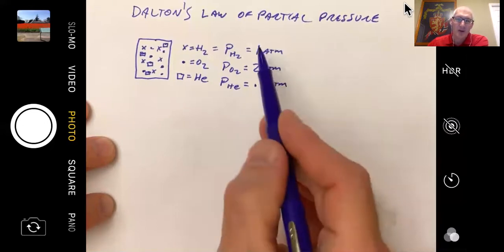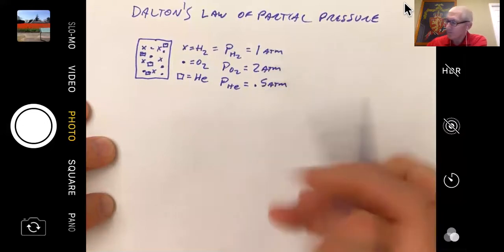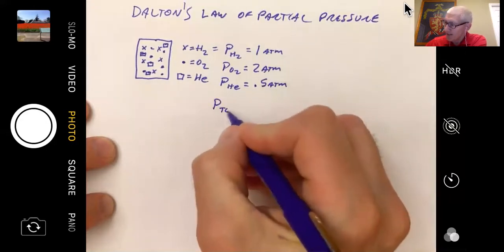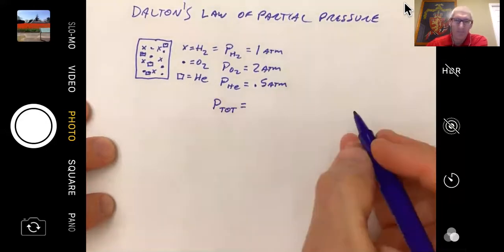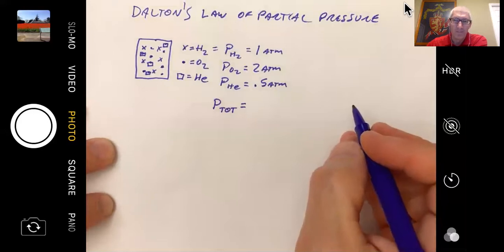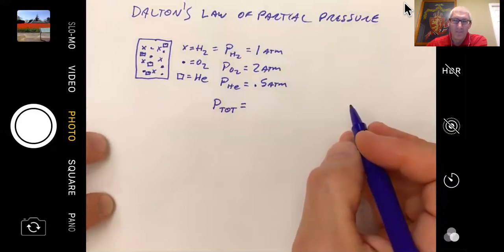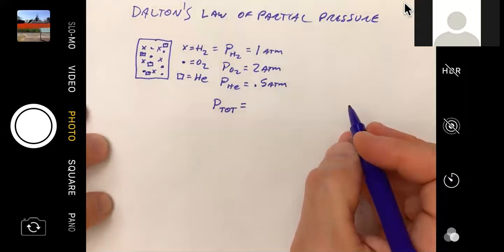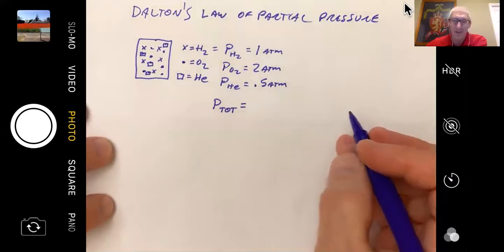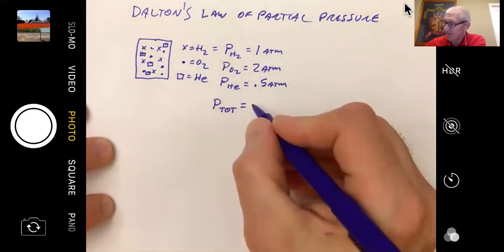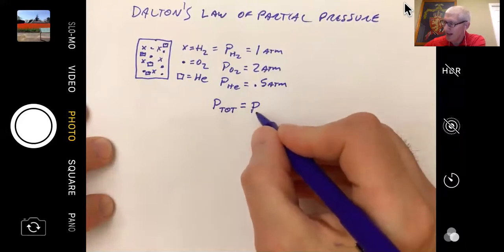Carter, I'm going to see if you can knock this out of the park. If these are the pressures for the three things individually, what do you think the pressure in the container is total? Do you just add them all together? Bingo. There is nothing super sneaky about this. You literally add them together.